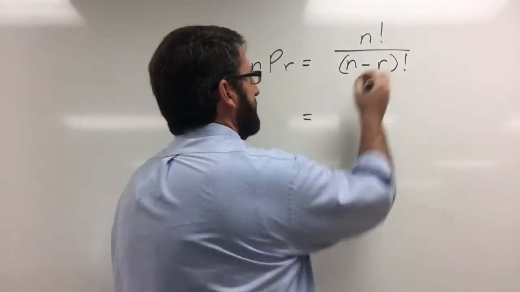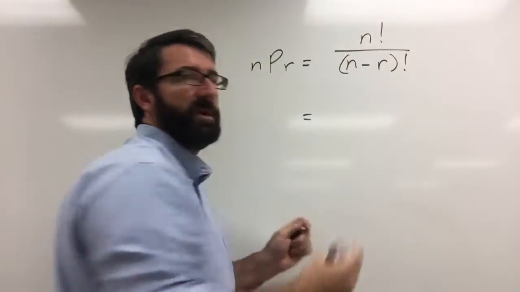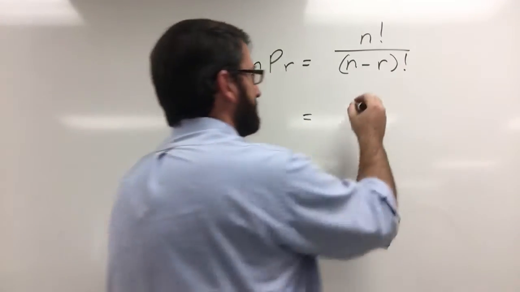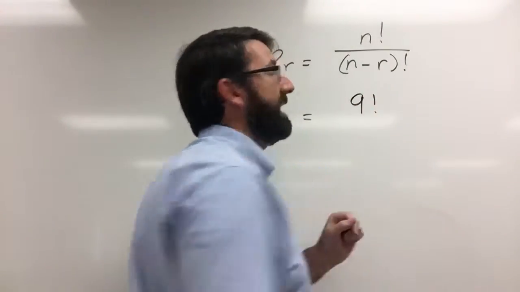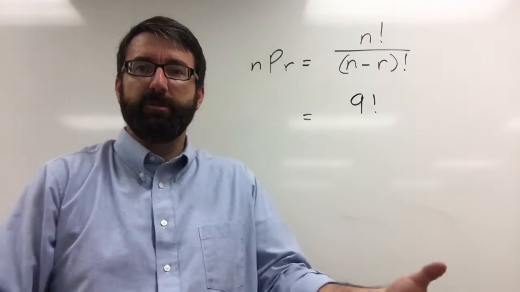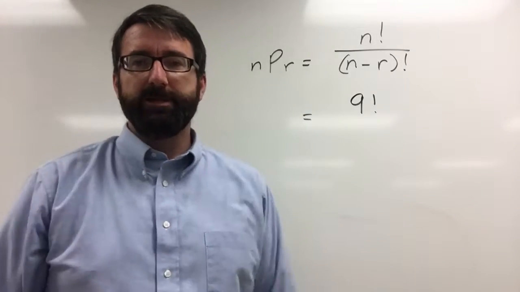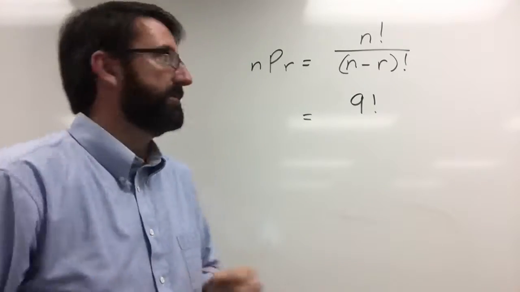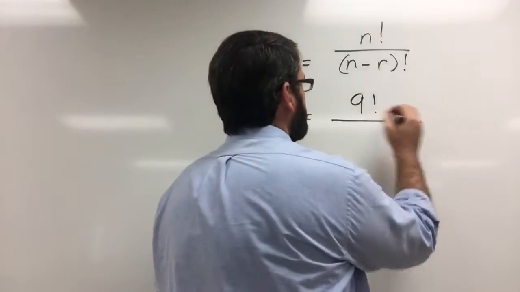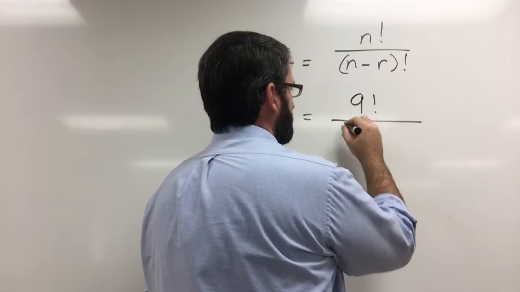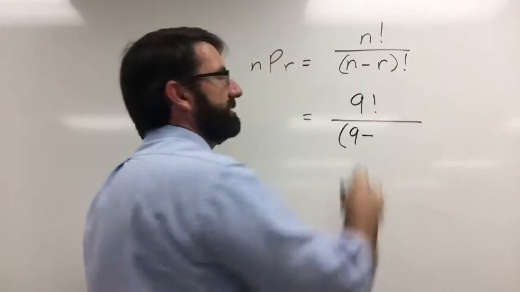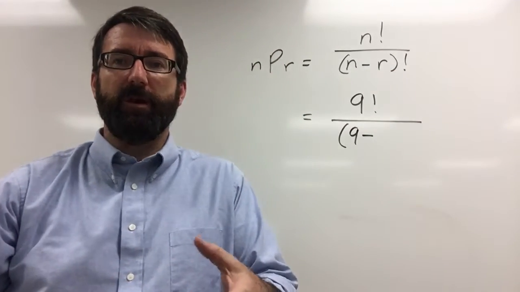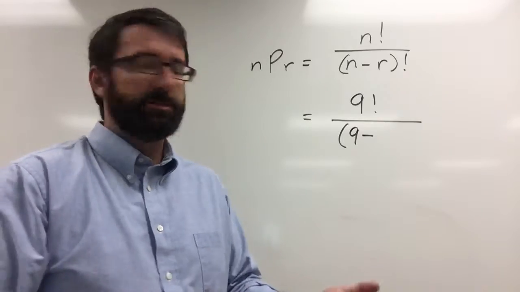So in this case, the number of people that we're choosing from is 9. There are 9 members of the math club. So those are the people that are eligible to be members of this leadership team. That's the group that we're choosing from. And that 9 is going to be down here as well. And then this r is the number of people that we need to choose, which is 3.